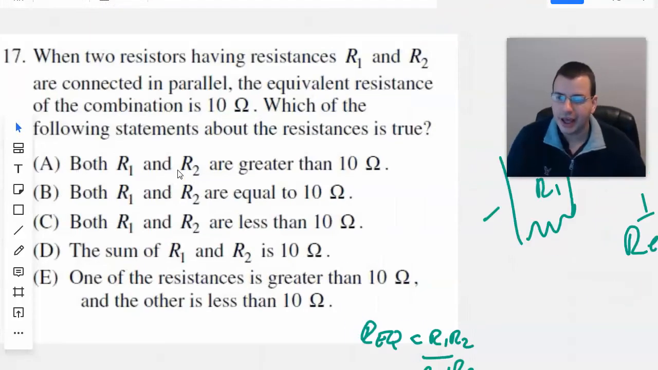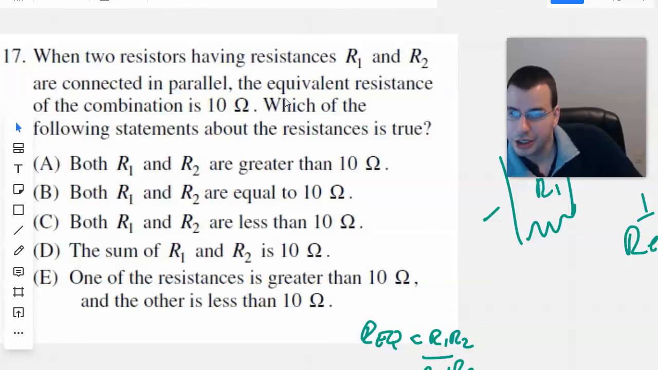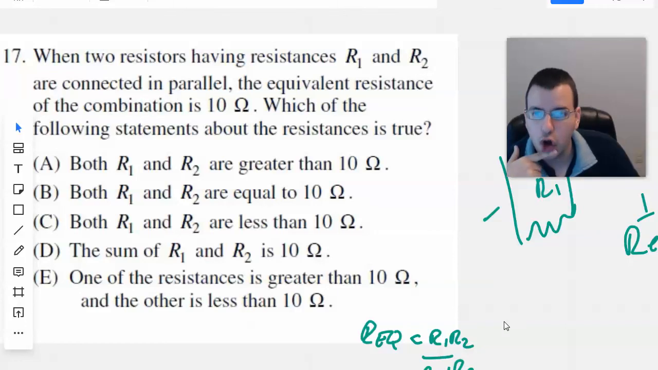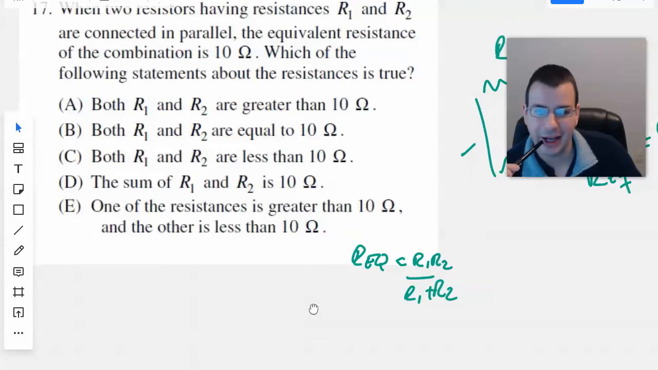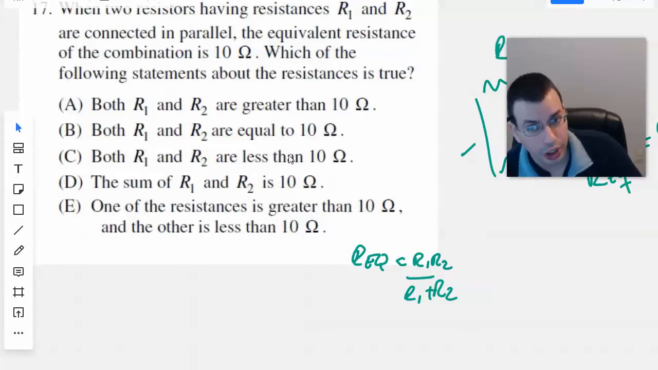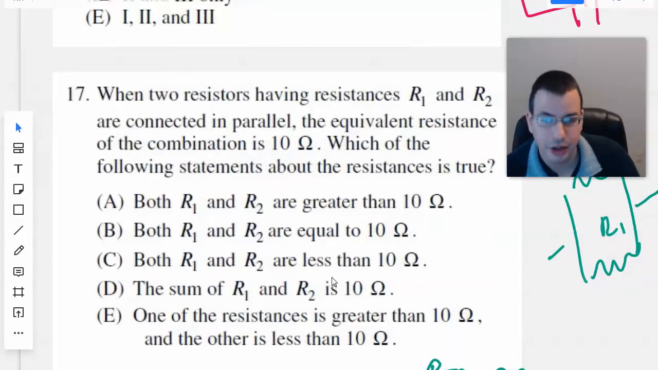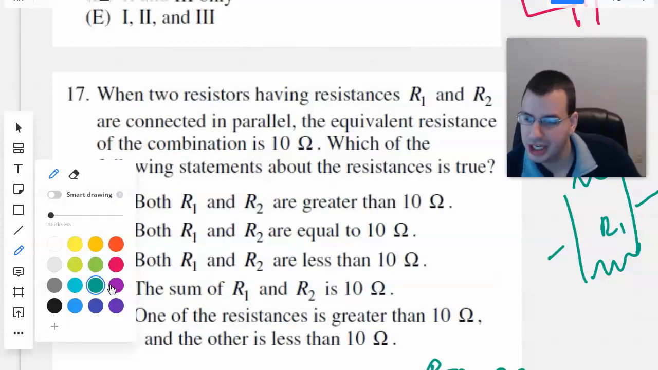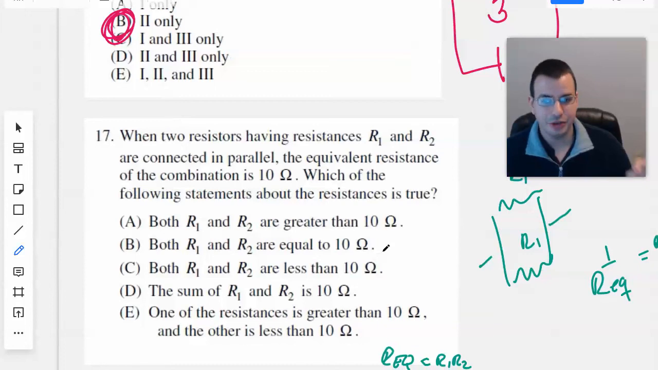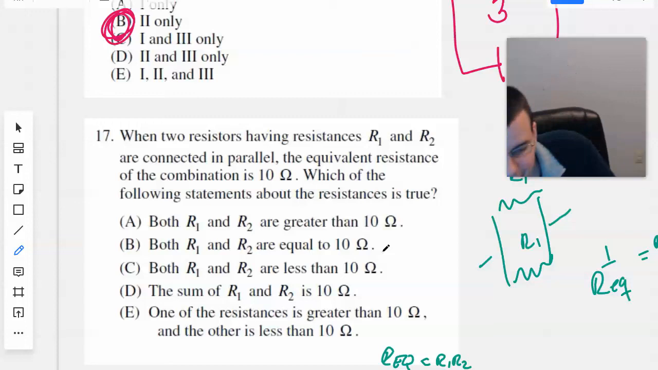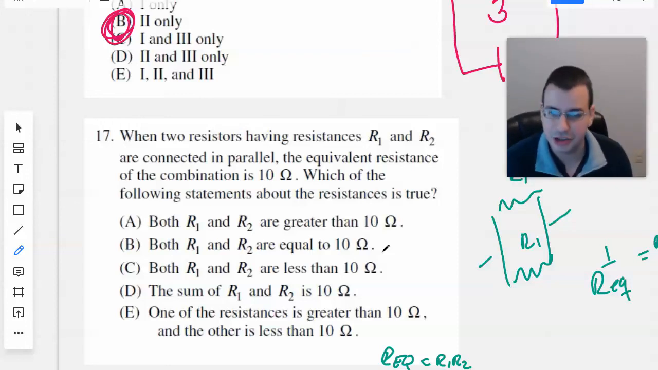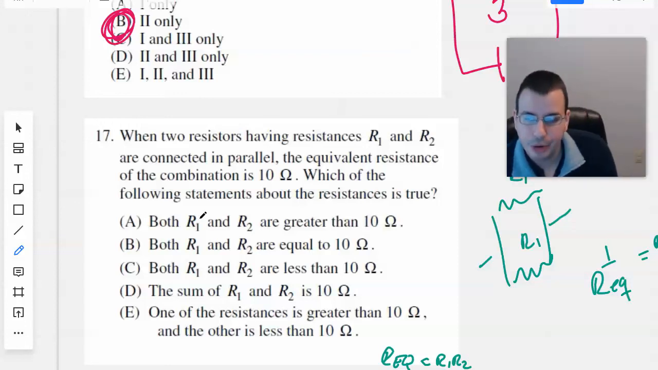So now we have two resistors connected in parallel. The equivalent resistance of the combination is 10 ohms. Which of the following statements about resistance is true? I probably did a whole bunch of work and didn't need to. Both R1 and R2 are greater than 10 ohms. I should have started reading the questions before I got all carried away. AP type exams, you suckered me in again. Only one is probably going to be true.